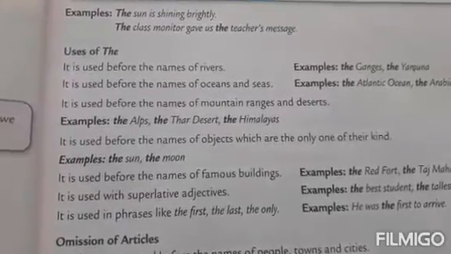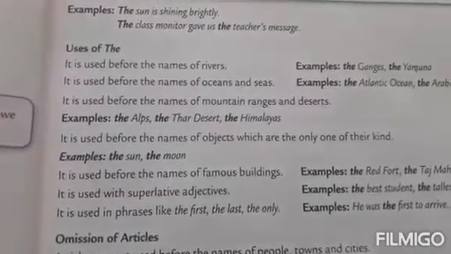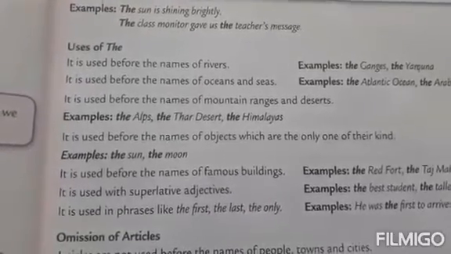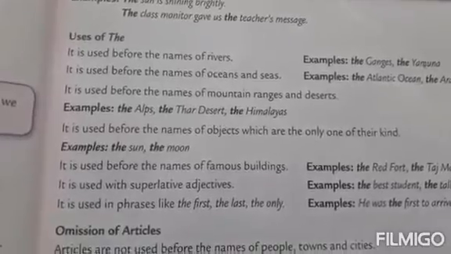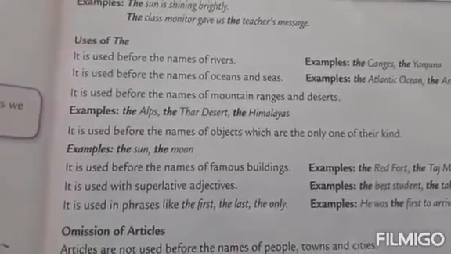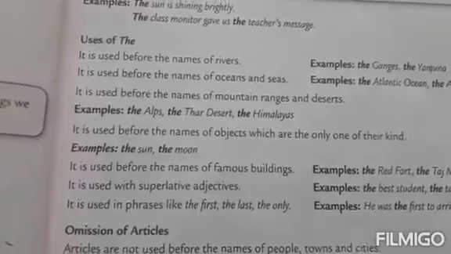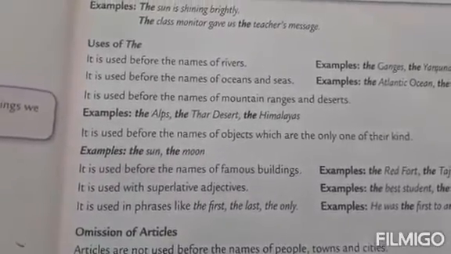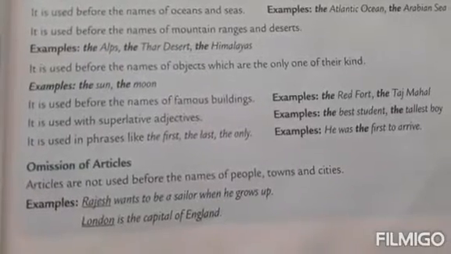For example, the sun. The sun is only one. There are no two suns or three suns. So the sun is only one. That's why in that case you have to use the. The moon is also only one, so in this case also you have to use the. The is also used before the names of famous buildings like the Red Fort, the Taj Mahal, only one of its kind.